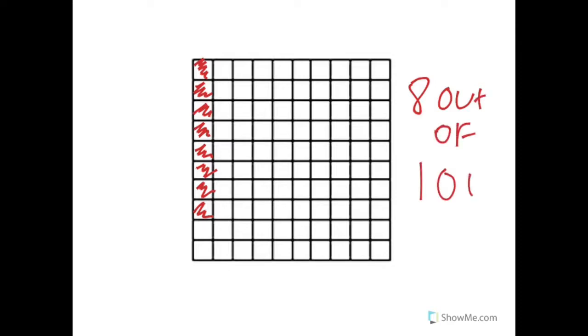I've got a 10 by 10 square grid here. So of course there's 100. A percent is the ratio of a number to 100. So you can remember that percent means per 100. For example, if I filled in 1, 2, 3, 4, 5, 6, 7, 8 boxes, I filled in 8 out of 100 of the squares in the grid. That would be 8%. 8 per 100.